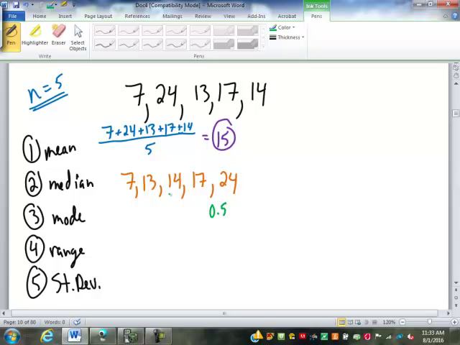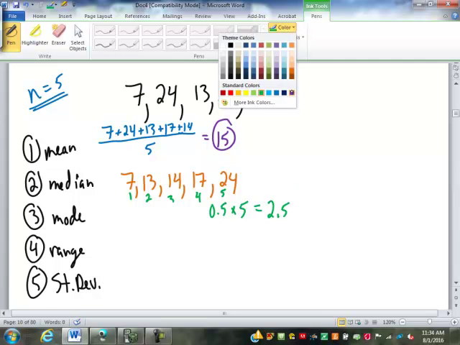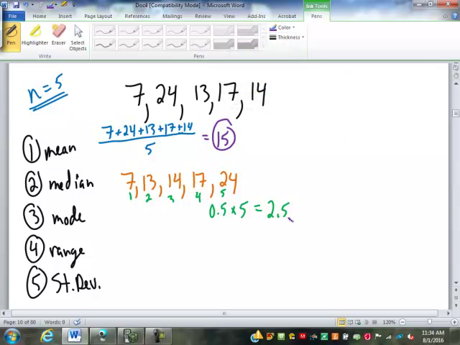Well, we could number them: 1, 2, 3, 4, 5. Good. 0.5 times n. Since n is 5, 0.5 times 5 is 2.5. What's that tell us? It's the third position. Yes. If we get a decimal, we round up. The third number, 14, is our median.